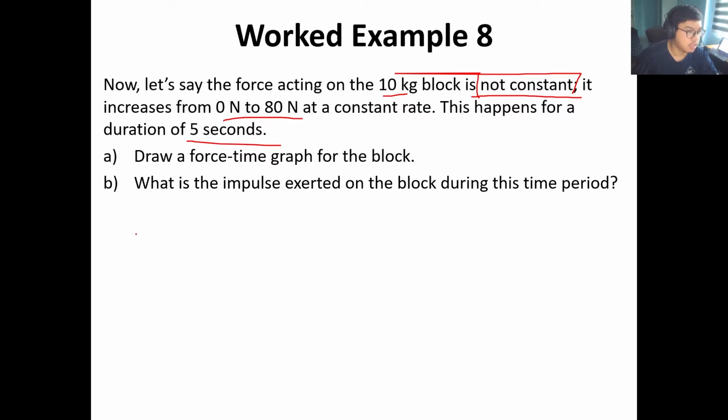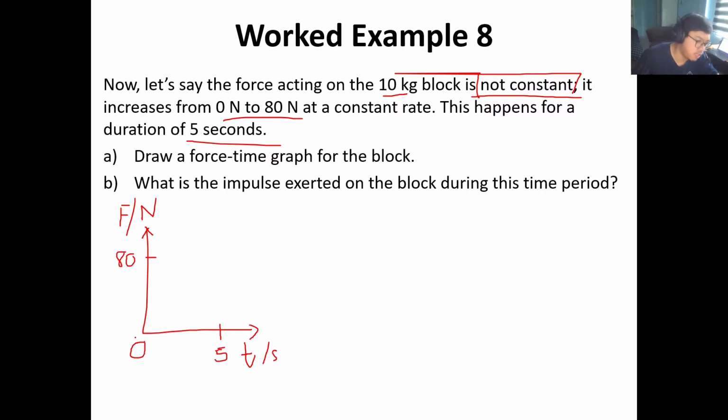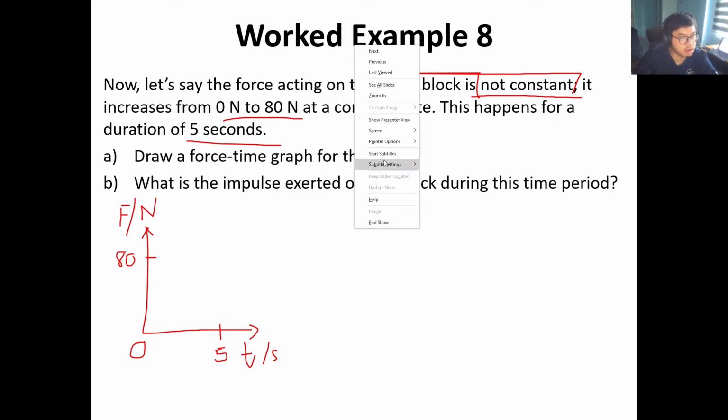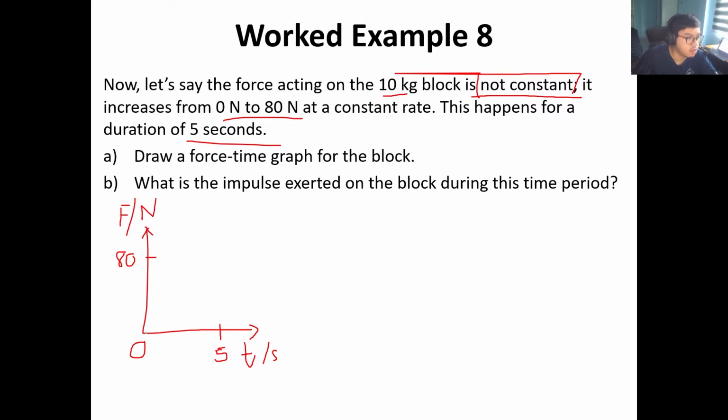Let's draw that really quickly. The time goes from 0 up until 5. The force increases from 0 until 80 over 5 seconds. When you draw the force, it should be a straight line like this. Now it's no longer a constant force. B, what is the impulse exerted on the block during this time period?